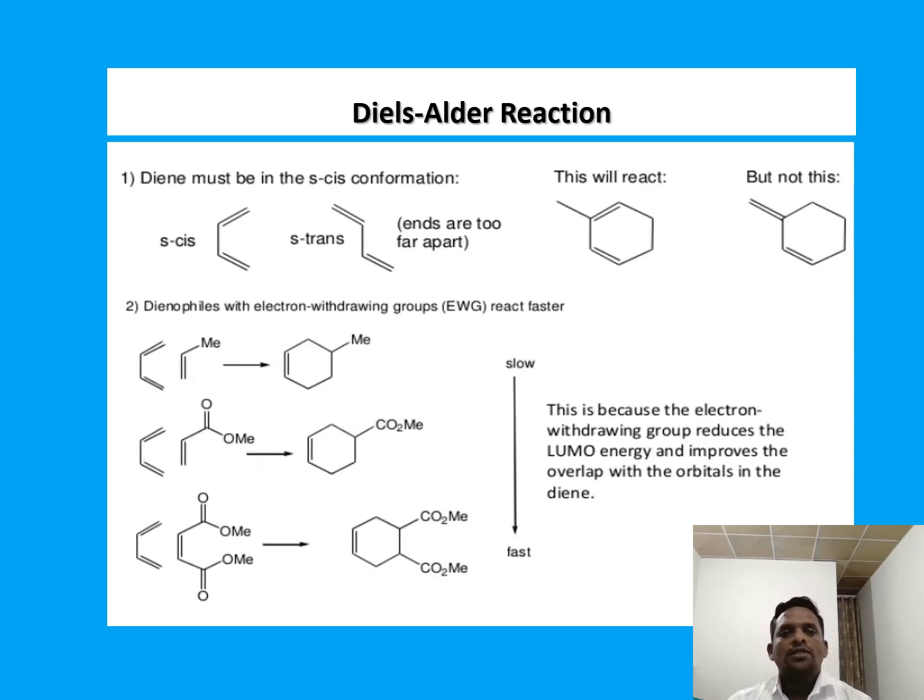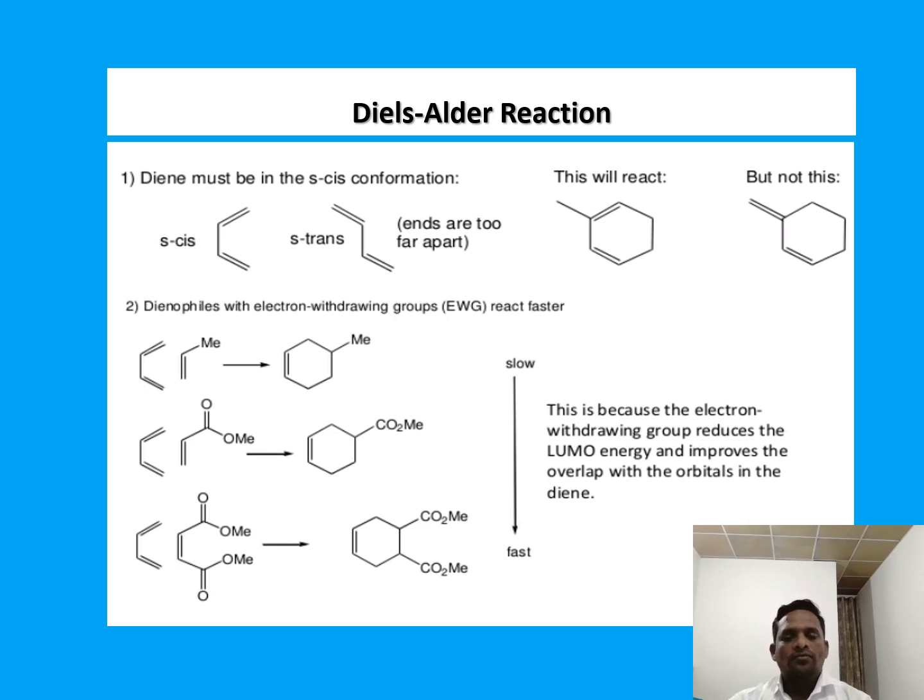The diene must be in the cis form, then it gives the product like that. And dienophiles with electron withdrawing groups react faster. Here are examples of these. In the first example, 1,3-butadiene reacts with propylene and gives a substituted cyclohexene. In the second example, the dienophile has an electron withdrawing group, which is an ester, and it gives the product here. In the third case, 1,3-butadiene reacts with a dienophile having two electron withdrawing groups. It again gives the product.